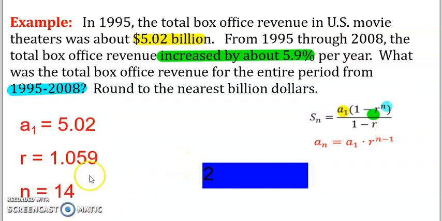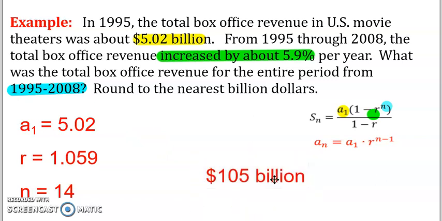Here we go. I have 5.02. I'm just going to say we're talking in billions. I didn't feel like writing out a whole bunch of zeros. Hopefully you're cool with that. The rate is 100% plus the 5.9% tacked onto it. And we have 14 years. So 2008 minus 1995, add 1, you would get 14. Plug that into our calculator, we get 105 billion after we round to the nearest billion. That's a lot.